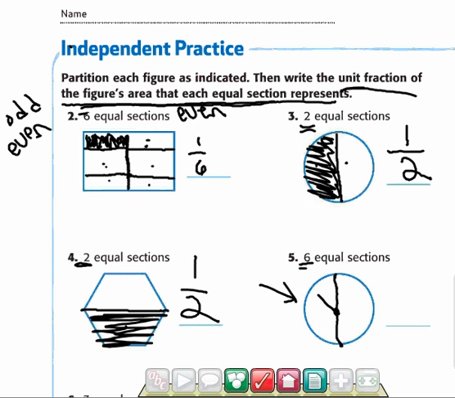So I'm going to start from the middle. I'm going to go there. There's 1, there's 2, and there's 3. Now, it's not the easiest to do that, but that's kind of how I want you to look at it. So I have 1, 2, 3, 4, 5, 6. And it kind of looks like a pizza almost. So again, if I shaded that right there, I would have 1/6 as my unit fraction.